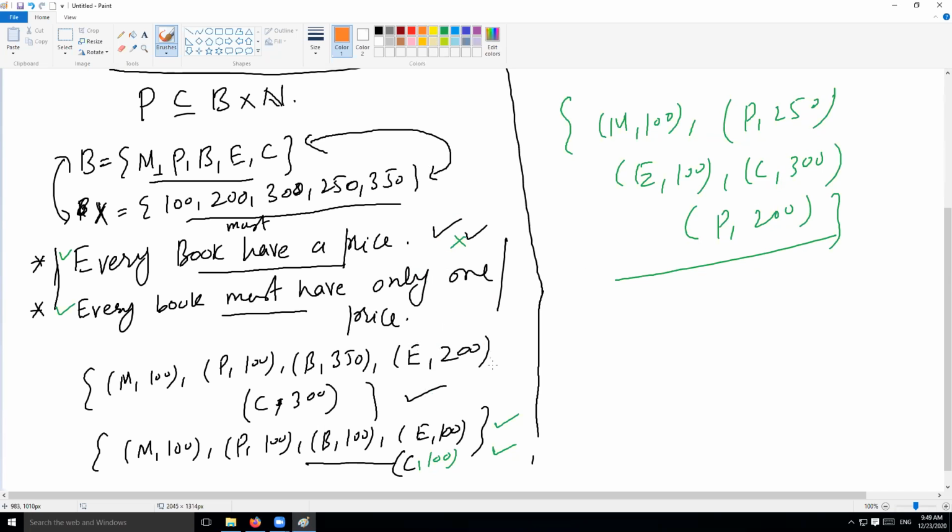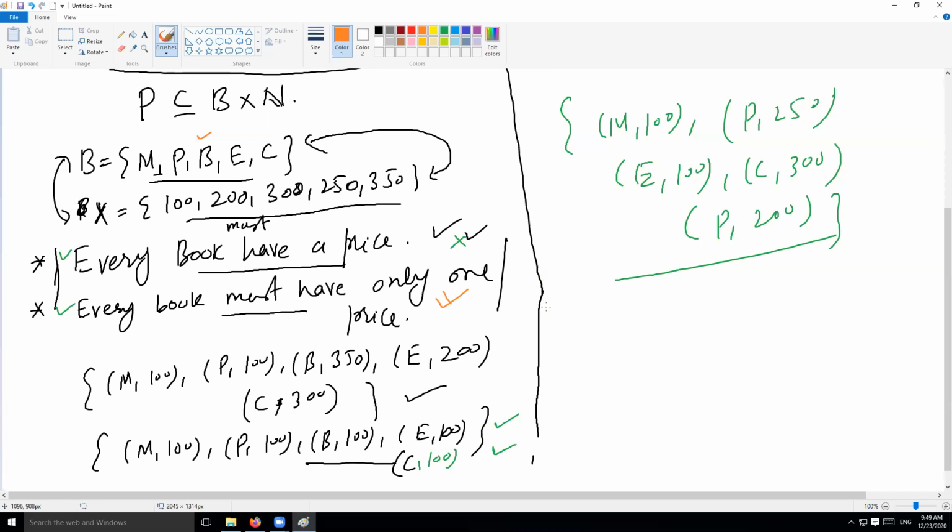Any other thing that you observe in it? So it doesn't satisfy this condition. Any other thing? The first condition is also not satisfied, because there is a book, biology, which doesn't have a price actually. Yes, sir. Which doesn't have a price. Are you getting the point?